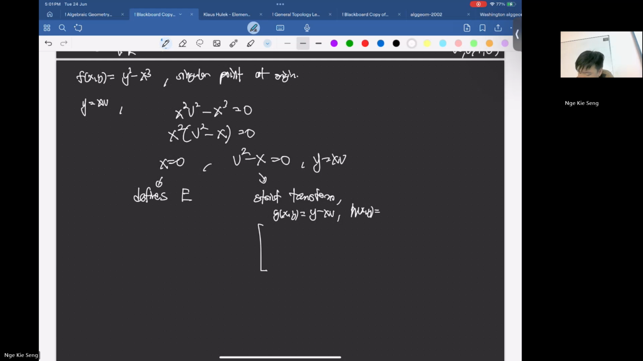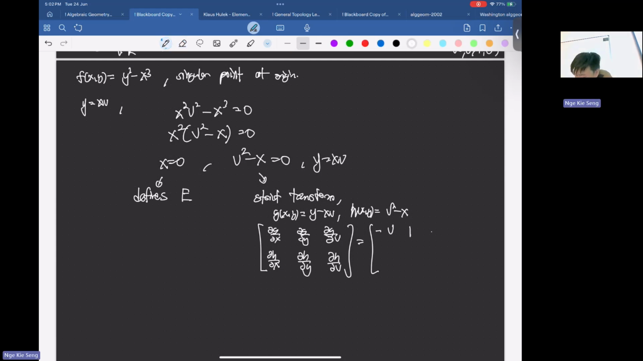H(x,y) equals v squared minus x. Now the partial derivatives: partial g, partial x, partial g, partial y, partial g, partial v, partial h, partial x, partial h, partial y, partial h, partial v. Now this one is negative v. Then this is 1, this is negative x, this is -1, this is 0, and this is 2v.